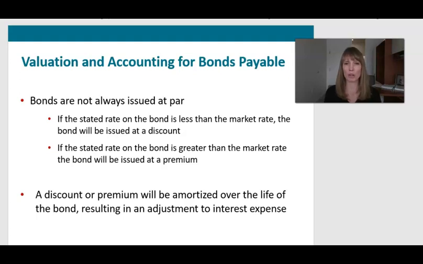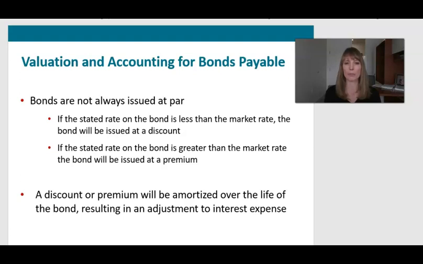Remember that bonds are not always issued at par. If the stated rate on the bond, or the coupon rate, or the amount of interest that the bond is actually going to be paid is less than the market rate, what similar bonds would pay, then the bond would of course be issued at a discount. Prospective bondholders aren't willing to pay as much for the bonds if the specific bond's coupon or stated rate is less than what they could get elsewhere. And the opposite holds true.